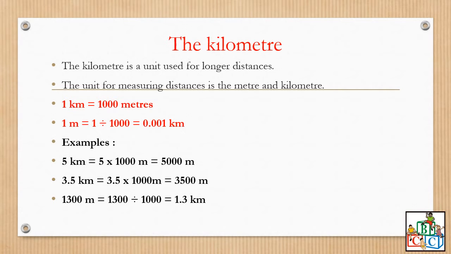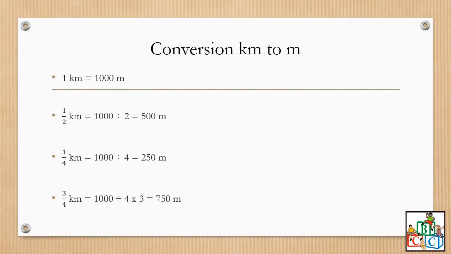Now you have meters, you have to change to kilometers. 1300 meters is equal to how many kilometers? You will have to divide by 1000. The answer is 1.3 kilometers. Take a look at the conversion kilometer to meter. You're going to copy this in your copybook 3 times.